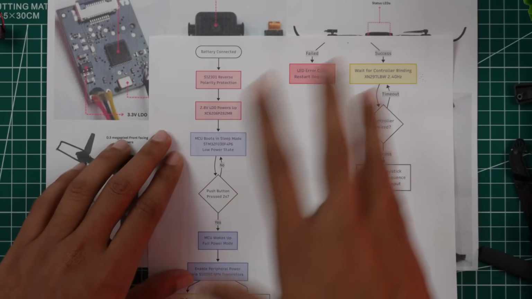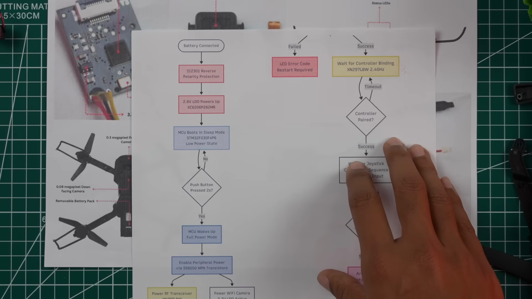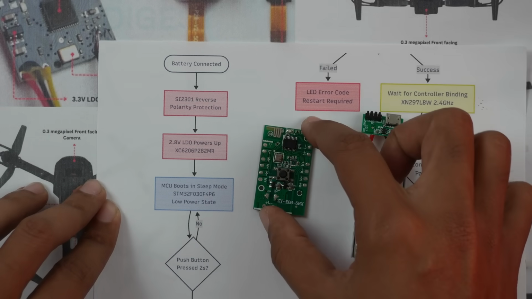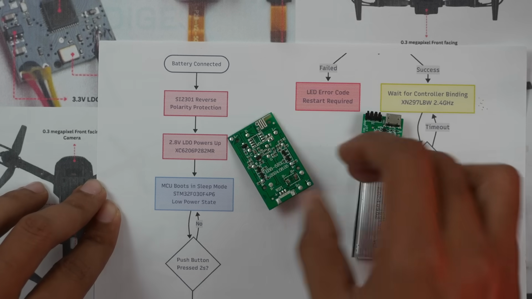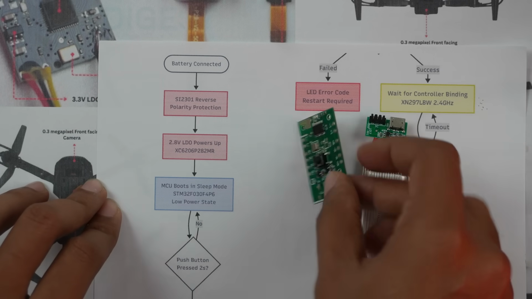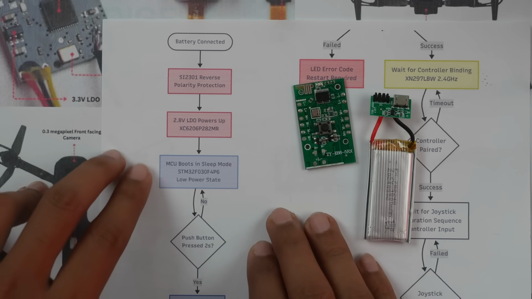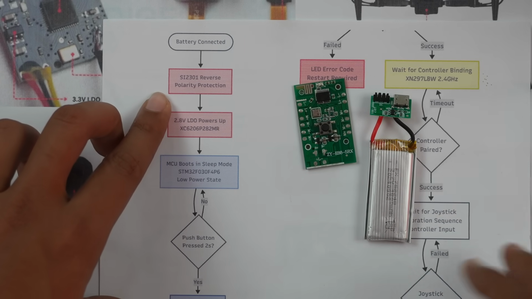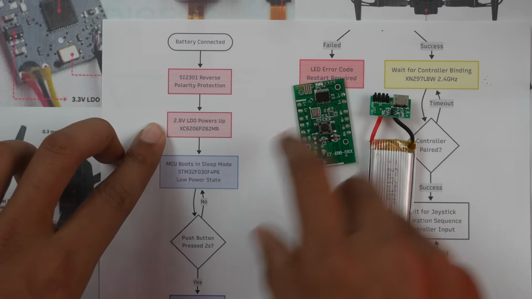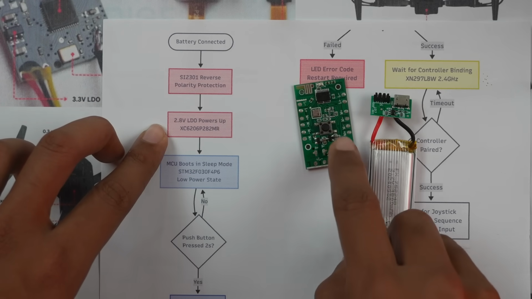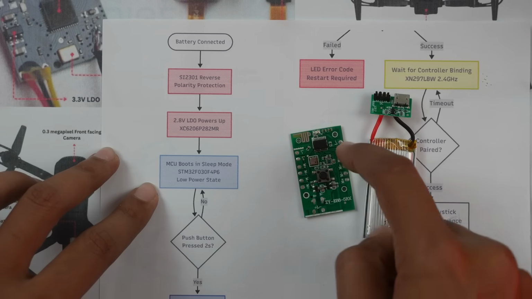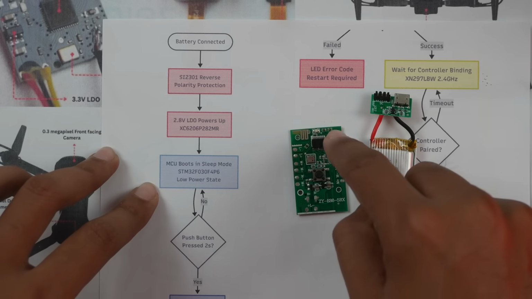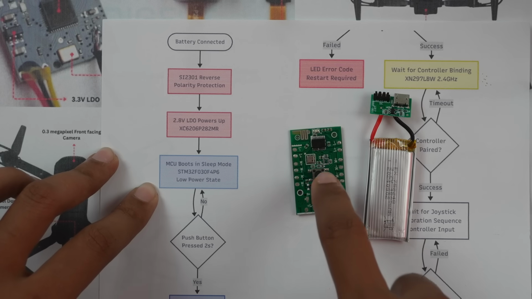So we have just figured out what each of these ICs are doing. Once the battery is connected to our flight controller module, we have a P-channel MOSFET, which I showed you earlier. This MOSFET is going to make sure there is no reverse polarity problem. And then it's going to regulate 2.8 volt using the onboard LDO, and it boots up the STM32 microcontroller and puts it in sleep mode. Now it is waiting for us to press this button.